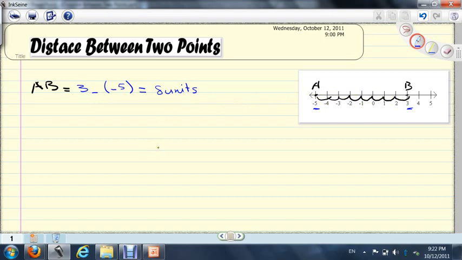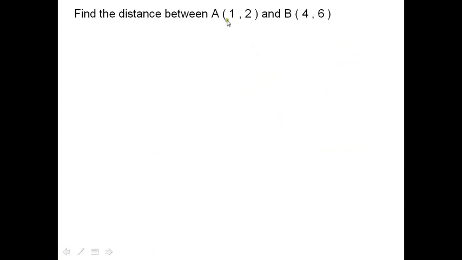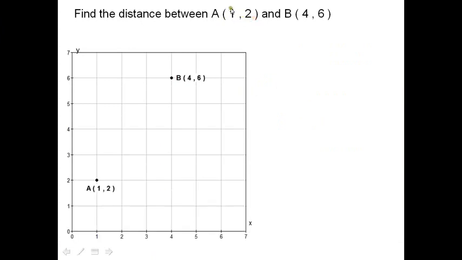Our lesson today is how to find the distance between 2 points in the coordinate system. A is (1, 2), where 1 is the x coordinate and 2 is the y coordinate. And also for B, 4 is the x coordinate and 6 is the y coordinate. Let's find the distance between A and B in a traditional way.